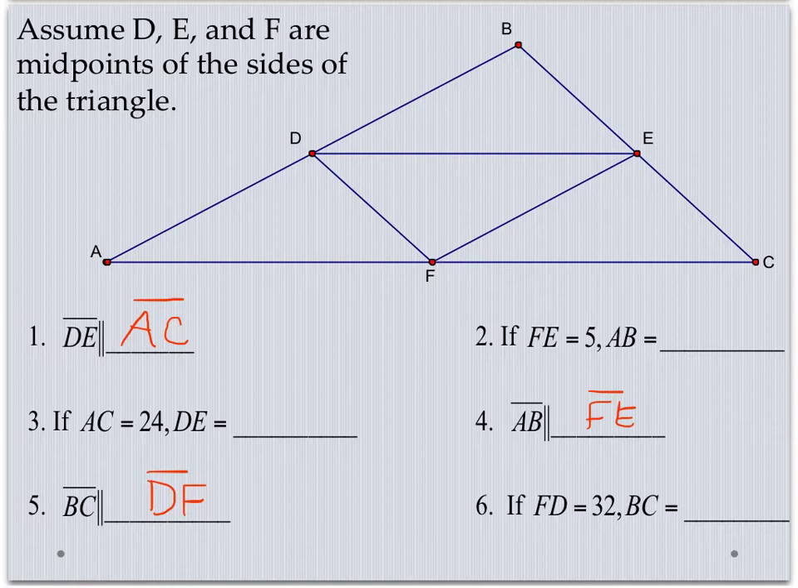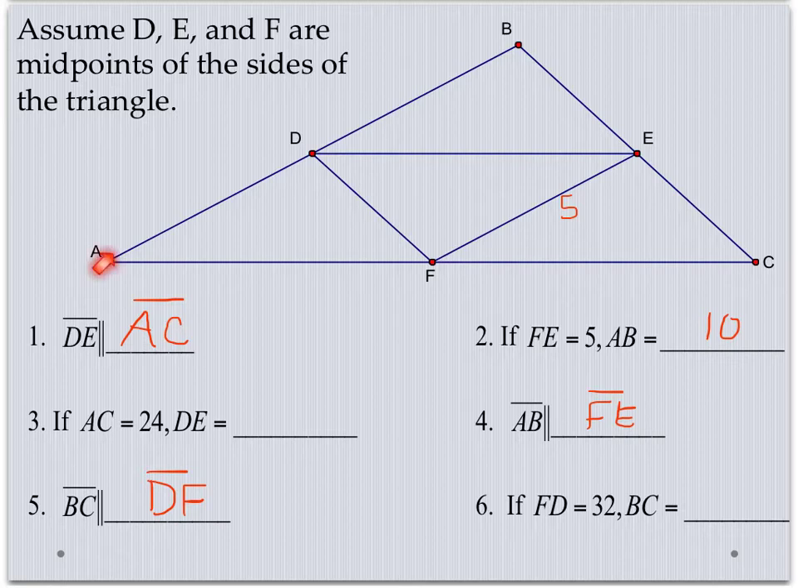Now, it could get a little more difficult in these next couple ones. It shouldn't, but you have to actually think a little bit on these ones. FE is equal to 5. So here we have FE is 5. I'm just going to go ahead and write that right on the triangle. If FE is 5, we know that AB has to be double that. So AB would be 10, because remember, the midsegment is half the length of the third side, and AB is that third side.